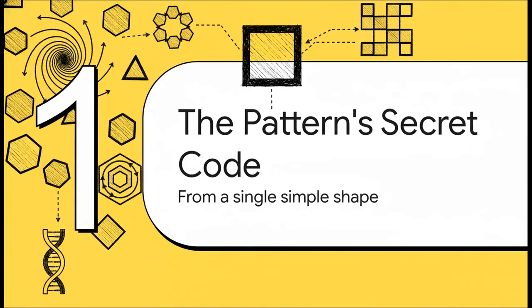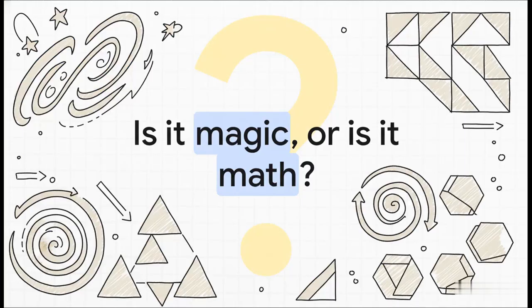So yeah, that's the big question, right? How is it possible that one simple shape can create all these different, really complex designs? Well, the answer is in the rules of the pattern, the code itself. And yeah, it totally looks like magic, but the truth is it's something way more elegant and honestly, way more accessible. It's math. And once you learn the system, you'll be able to see it and even create it absolutely everywhere.